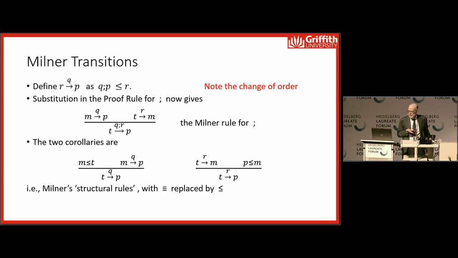Now, when I substitute that definition for the same theorem, I get Milner's law for the semicolon. It's not actually due to Milner, but it's what Milner would have written if he'd been interested in semicolon, which he wasn't. And the two corollaries are what Milner would quote as structural rules. He would express them as equivalences. I've expressed them as orderings.